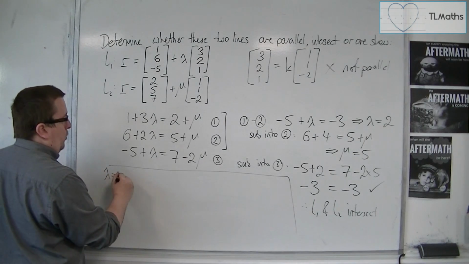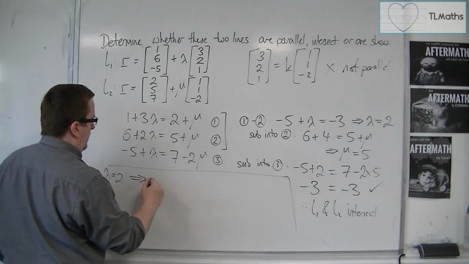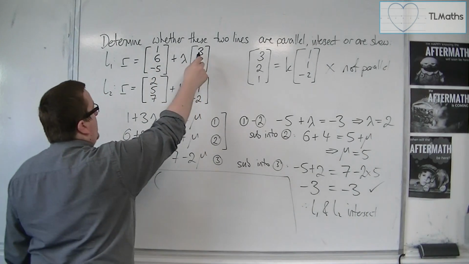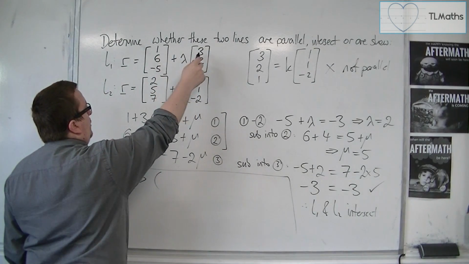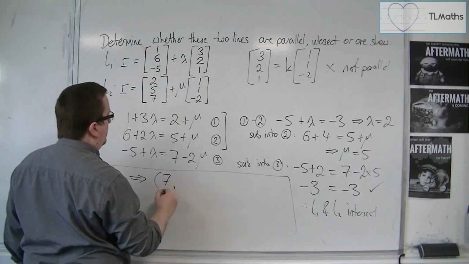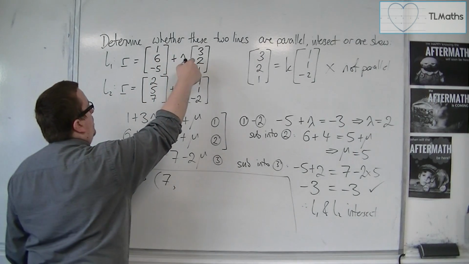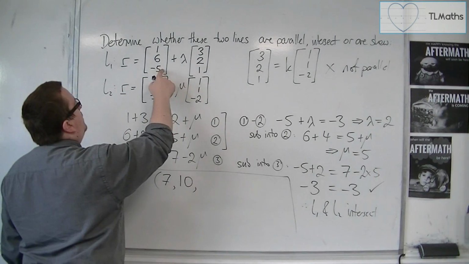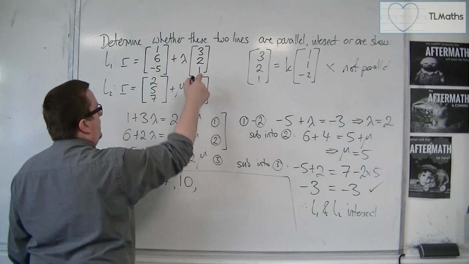So λ was 2. So we've got 1 plus 2 lots of 3, which is 7. 6 plus 2 lots of 2 is 10. -5 plus 2 lots of 1 is -3.